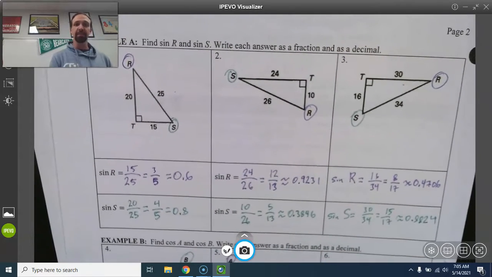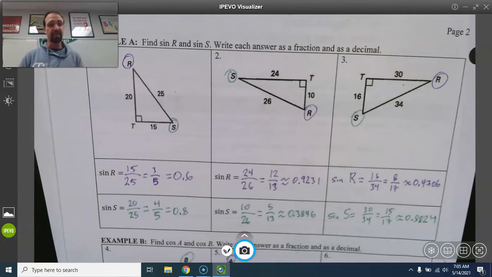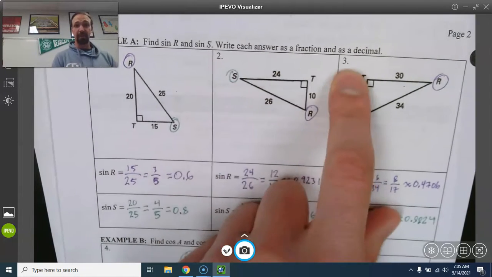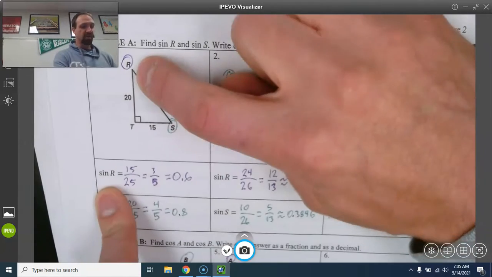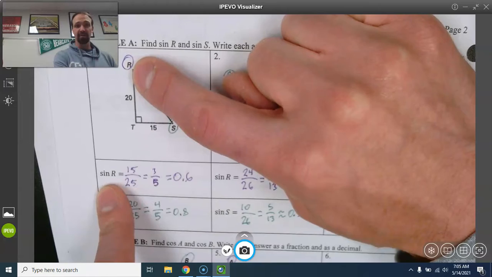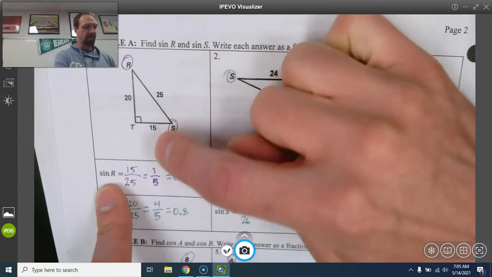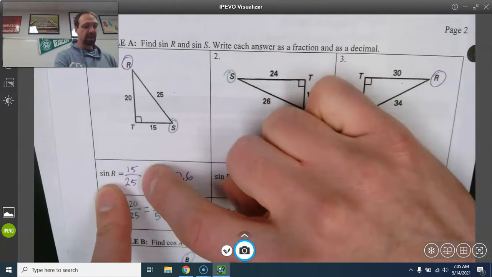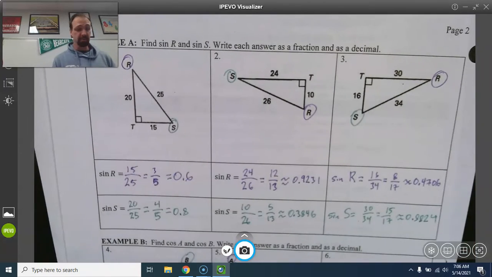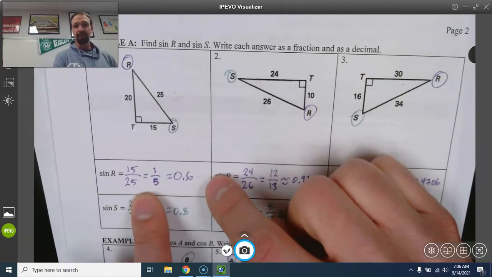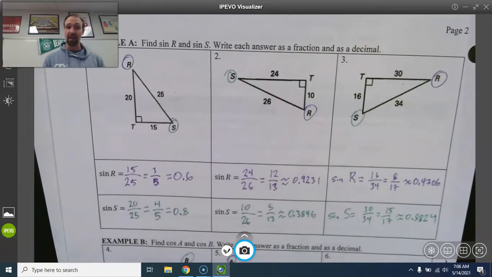Here in example A, what we're doing is we're finding the values of sine of angle R, and then also sine of angle S. So the values for these we're writing as a fraction and as a decimal. So when you do that, what you want to do is circle the value first. So I circled sine of R, and then I found opposite over hypotenuse. And that's how I got the 15 over 25. Whenever you have a chance to reduce, please reduce. And then in my calculator, I did 15 divided by 25 to get the 0.6. And that's how you get the decimal. Your calculator will actually figure that for you.